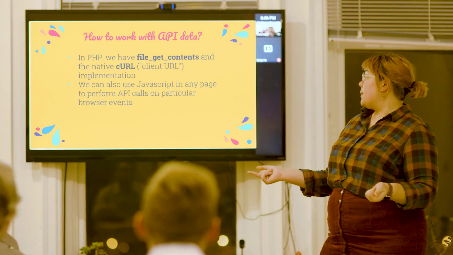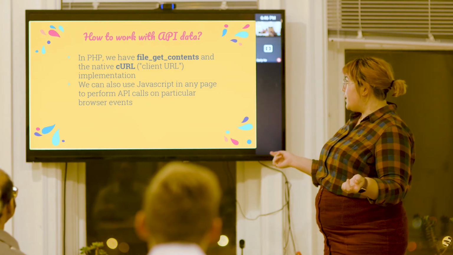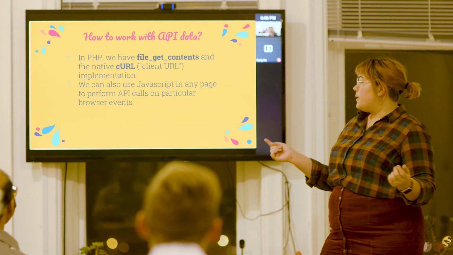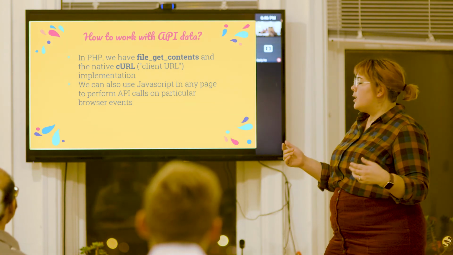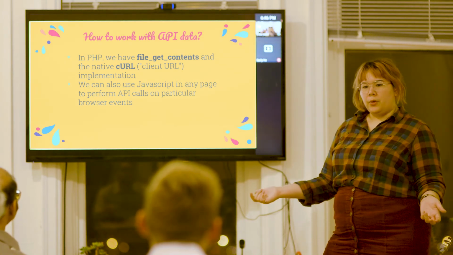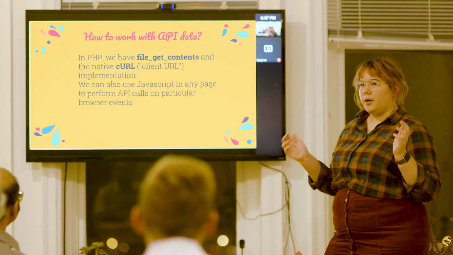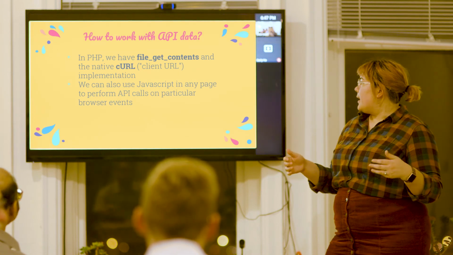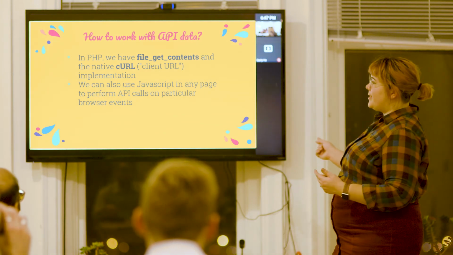So how do we work with API data? Since this is a PHP user group, in PHP we have the function file_get_contents and also the native set of curl functions. Curl is short for client URL. I think it's the oldest implementation of being able to grab data from another website or endpoint. In general, file_get_contents is easier to use, so I'm going to be demoing that today.